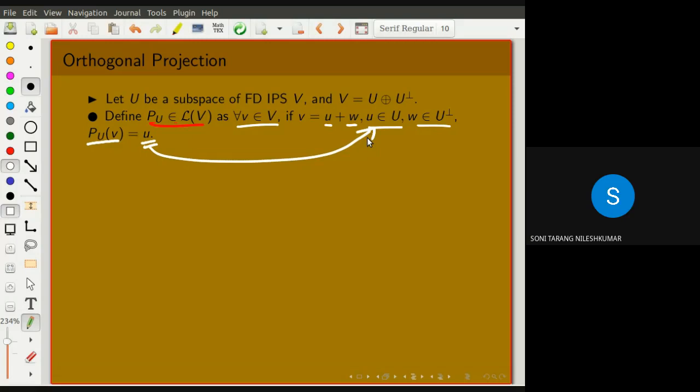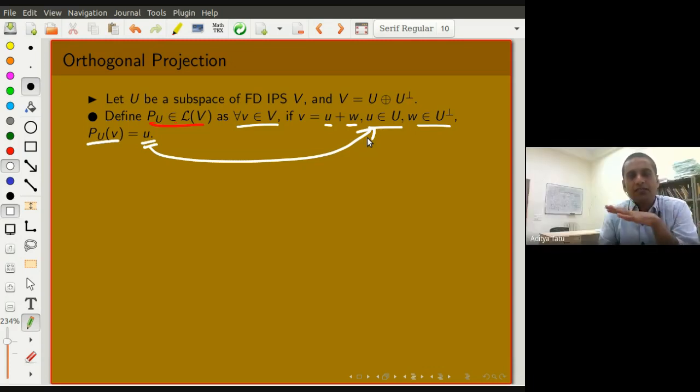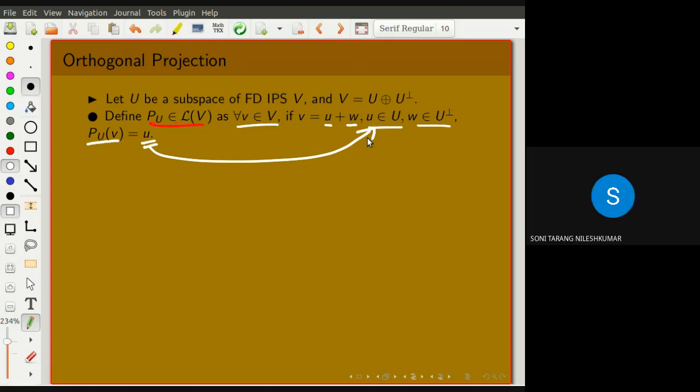Sir, we are choosing U such that the direct sum of U and the orthogonal complement of U gives V, or U is any subspace of V? U is any non-zero dimensional subspace of V. Okay, let me put it that way. This will be true for any non-zero dimensional subspace. Yes. Okay, sir.